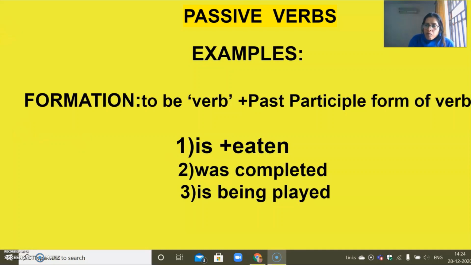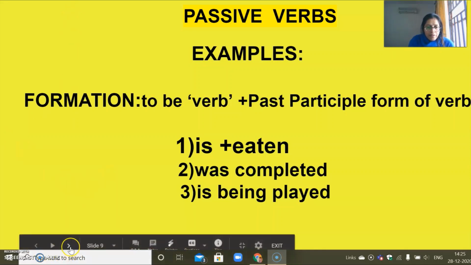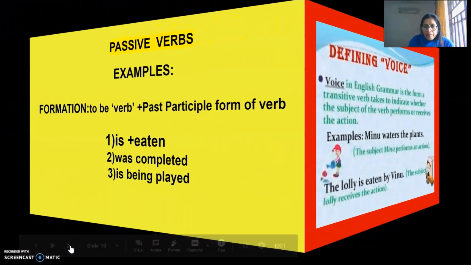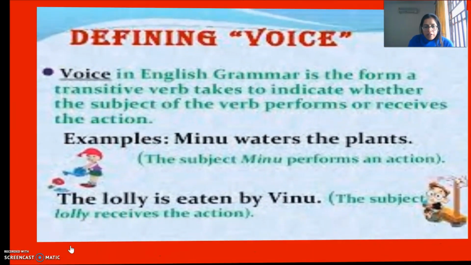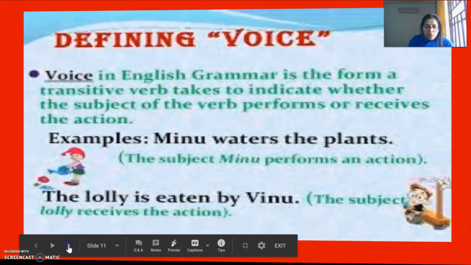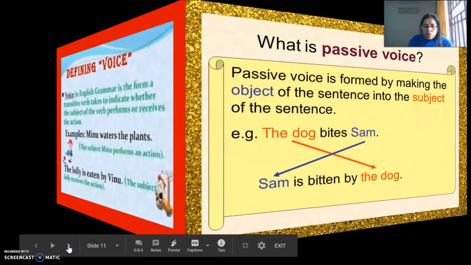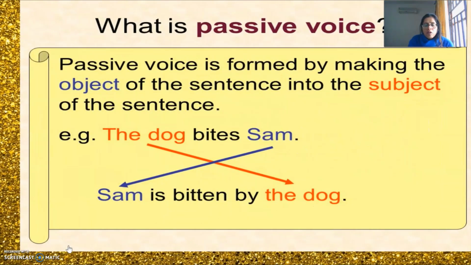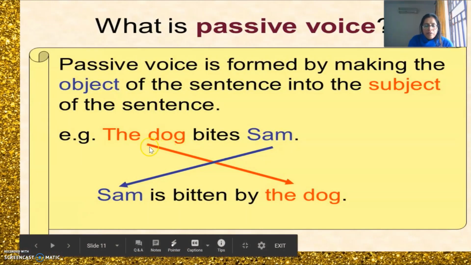Basically, the form of the verb helps us to determine whether the sentence is in active or passive voice. Now moving on to the next slide. Okay, again here comes the definition of voice. So we will move to our next slide, that is slide number 11. So again passive voice is there. Here I'm reading the example.